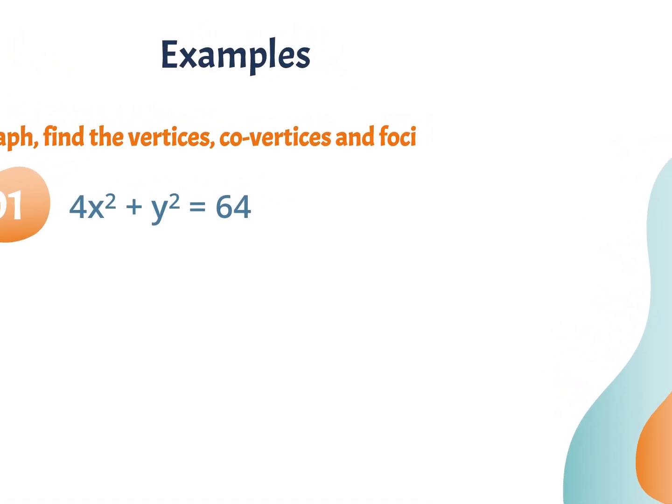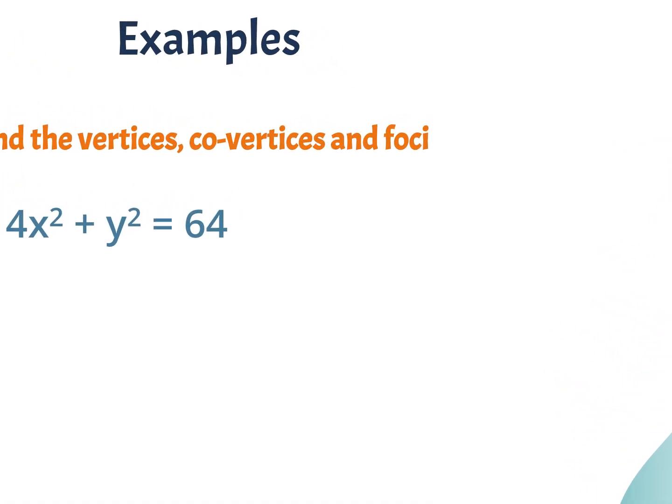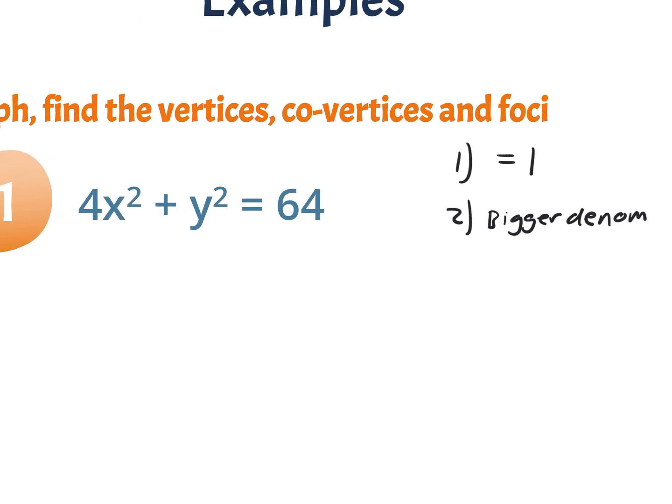My steps for finding all of the necessary information, right? The first thing I would check is make sure that it's set equal to 1, right? I forgot to mention that in the previous slide, but they're always going to be equal to 1. If it's not equal to 1, you need to get it equal to 1. The second thing I'm going to do is I'm going to check for the bigger denominator to determine whether it's opening vertically or horizontally. All right, so the first thing let's check, is this equal to 1?